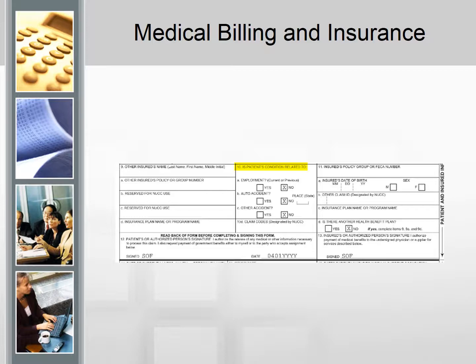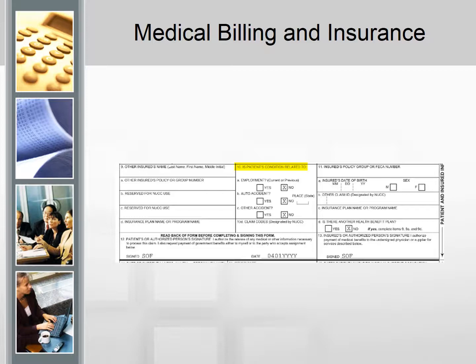And then that refers us back to block 9, and that is where we would enter the patient's secondary insurance information. So the insured's name in the same order, last name, first name, middle initial, their policy and group number, and then their insurance plan or program name on line D.